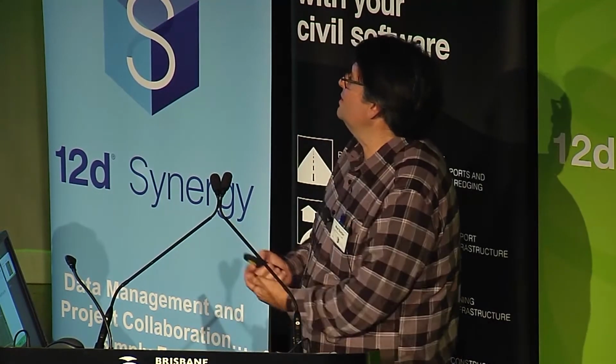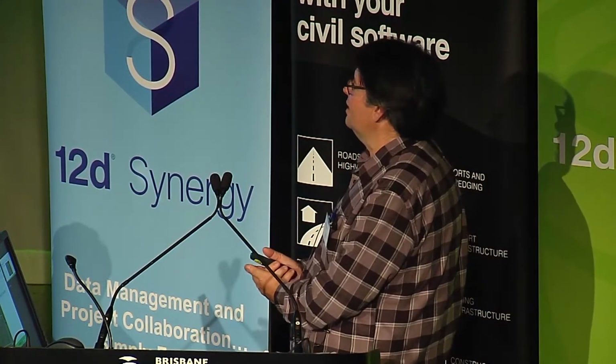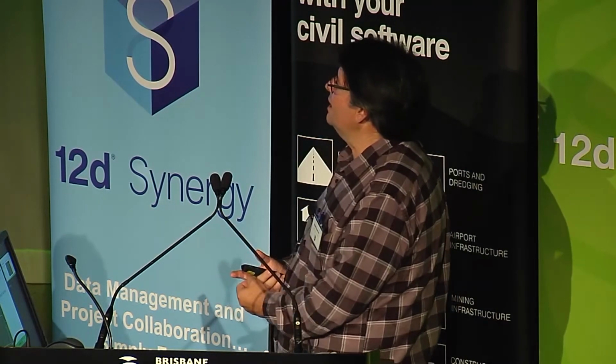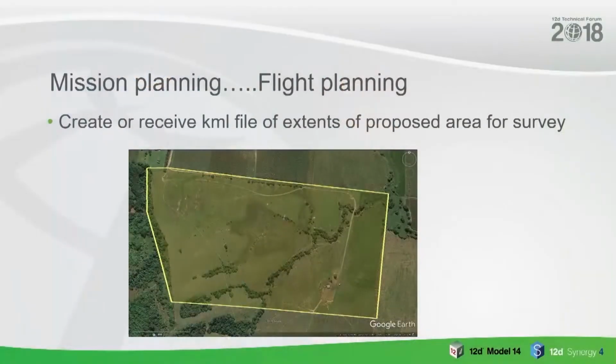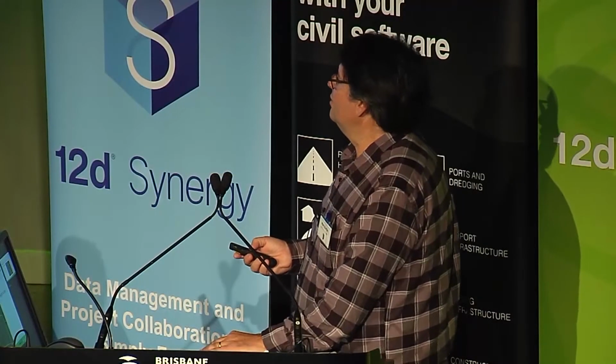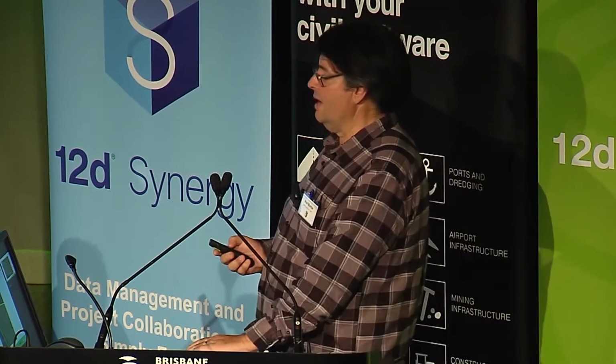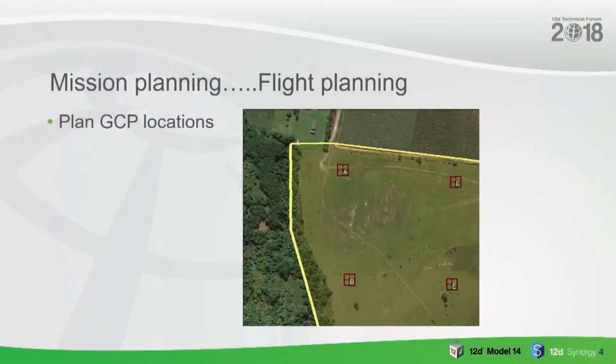So the next step is to get some sort of a surround. Now, with a lot of the apps you can use now to do your flight planning, if you can get a KML file or something like that, then you can use that as part of your flight planning. So you can either duck into Google Earth yourself, or you can get a KML file from the client. Once you've got the KML file in Google Earth, what I would normally do then is plan where I'm going to put what are called ground control points, which are basically just known points for being able to position the drone survey.